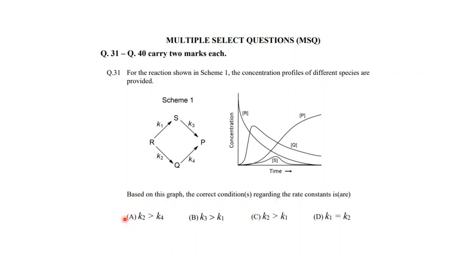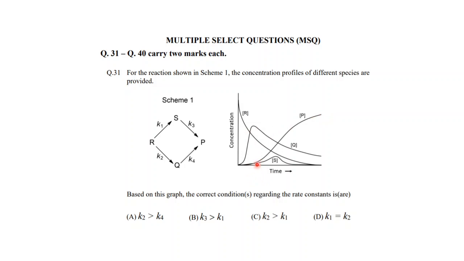So let's look at option A. K2 is greater than K4. Here we are analyzing K2 and K4, so we have to find the graphs for K2 and K4. K2 corresponds to the formation of Q, so we are talking about this particular graph. And K4 is basically the formation of P, so we are talking about this graph for P. Now we have to tell the relation among them.